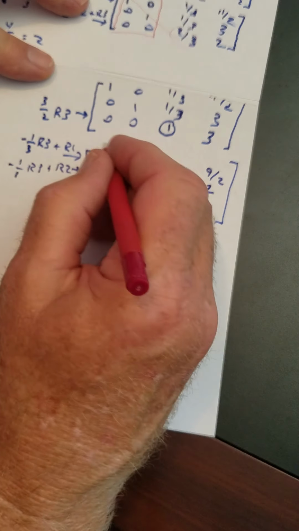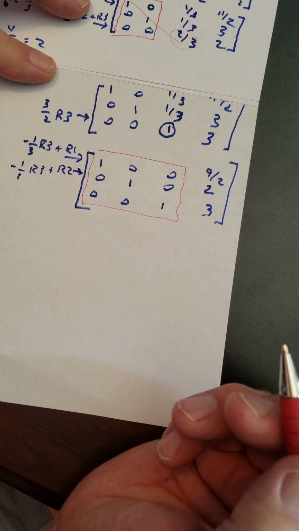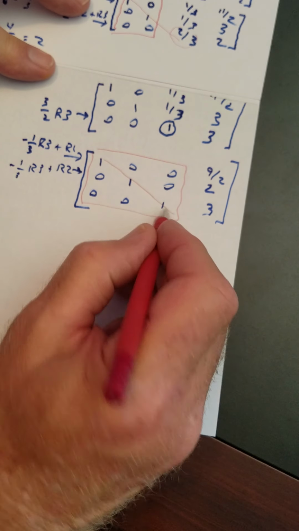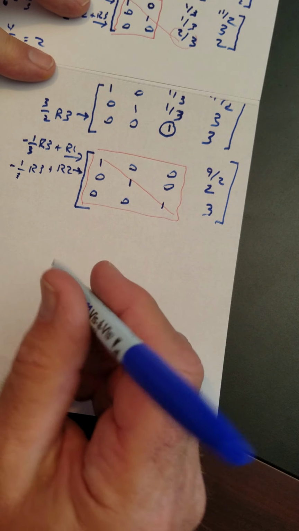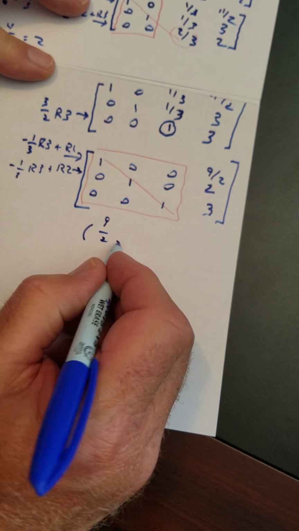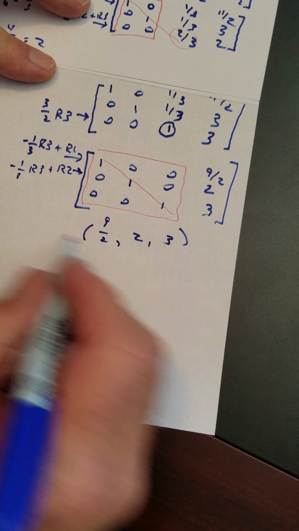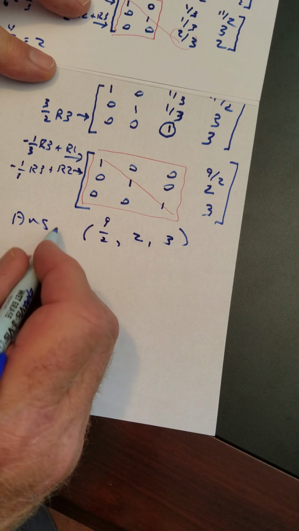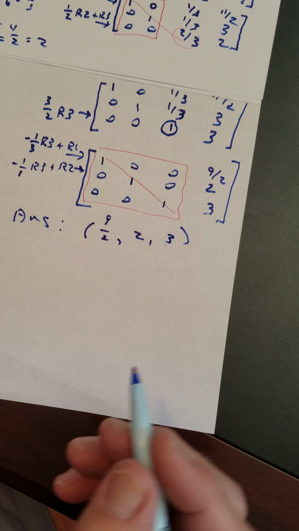Notice what we got. All three of the first columns are done. There's your main diagonal. It's all ones, zeros everywhere else. And that means that your answer is going to be 9/2, comma, 2, comma, 3. And I'm not checking it. I'll let you do that. Hopefully it's right.